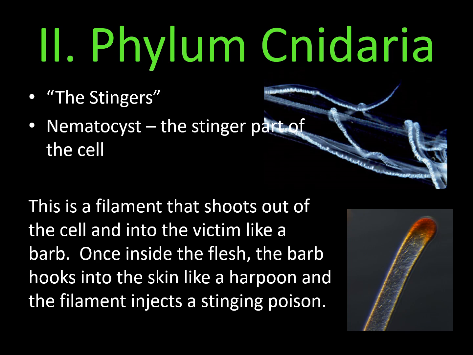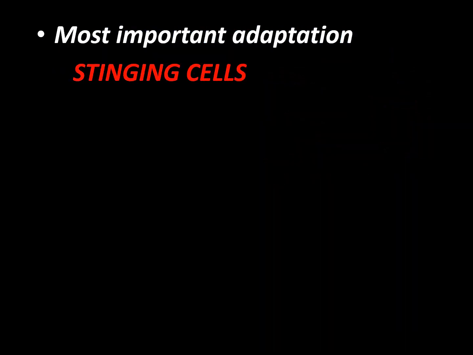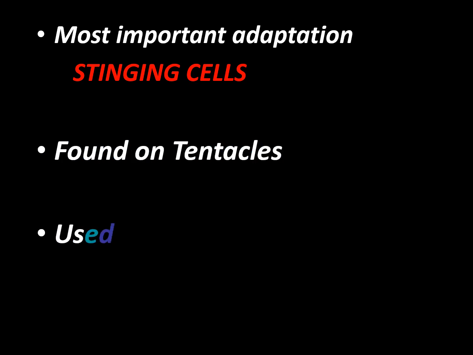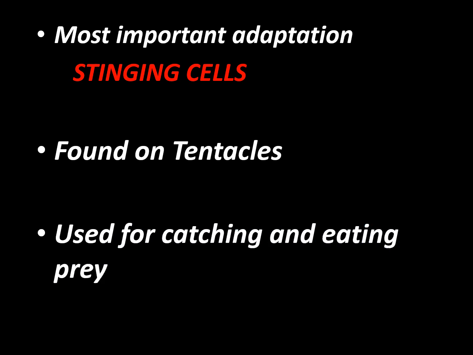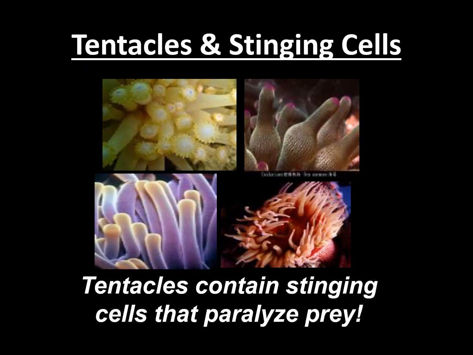So jog your memory about what you know about underwater sea creatures and see if you can come up with a mental picture of what you think one of these guys looks like. The most important adaptation is going to be the jellyfish stinging cells. These are found on their tentacles and used for catching and eating their prey. And it's not just on jellyfish. This is going to be on sea anemones, Portuguese man-o'-wars, etc. Their tentacles and stinging cells paralyze their prey, and they're found at the tips of each of these things.